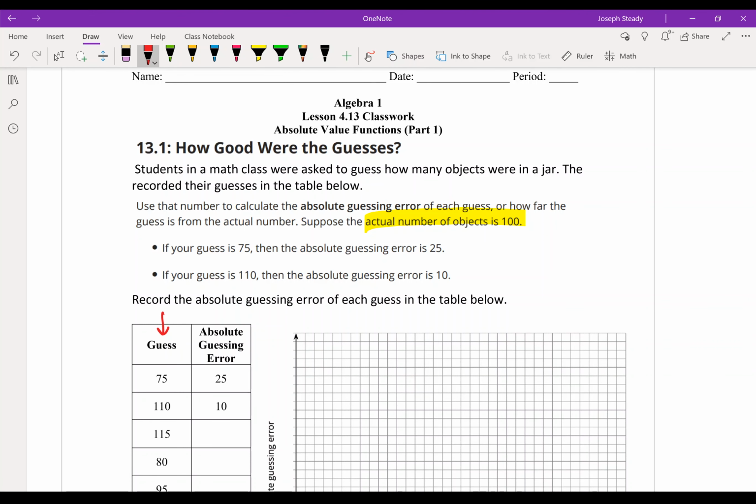What we're finding here is what we're going to refer to for right now as the absolute guessing error. Now absolute in this context means that there are no negatives. In other words, even if your guess is lower than the actual number, so for example, if you guess 75, you're not going to say that your error was negative 25, you're just going to say it's 25. So I'm going to pause the video for a second here, fill in this table, you should do the same, and we'll come back and see how we did.